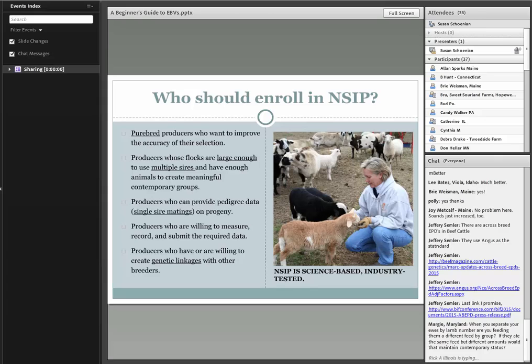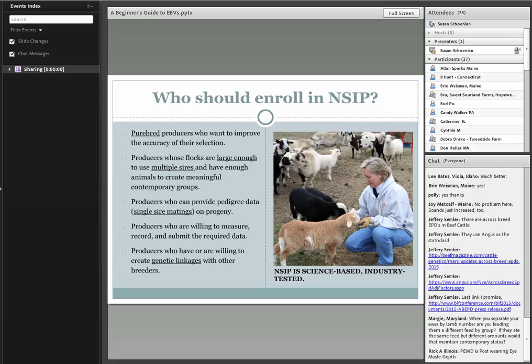Who should get these EBVs calculated? It's primarily for purebred producers. NSIP cannot yet deal with crossbred animals. It's for purebred producers, seed stock producers, high percentage of a certain breed.